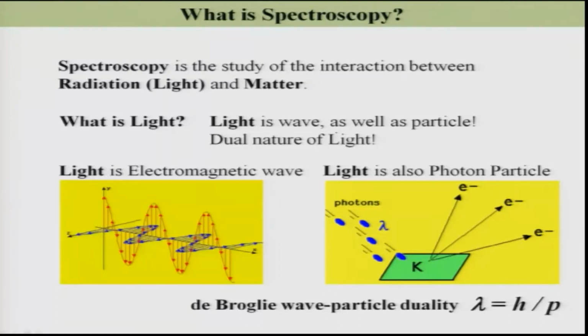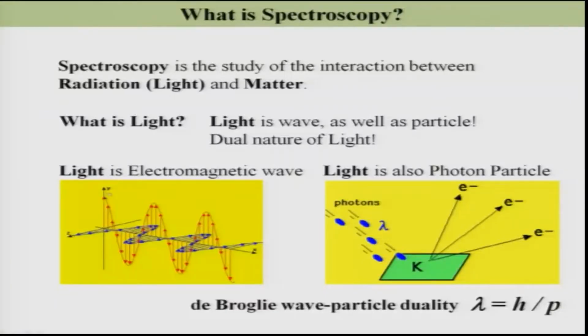So, what is light? Light is wave, we all know. Light is also particle, and this is called the wave particle duality of light, which is connected by the de Broglie relation, right. So, lambda equal to h by p. So, light has to be treated as wave as well as particle, right. It has a dual character. So, when we talk about the wave nature of light, then light is nothing but electromagnetic radiation where the electric field is oscillating perpendicular to the magnetic field and both are oscillating perpendicular to the direction of propagation of light, as is shown over here.